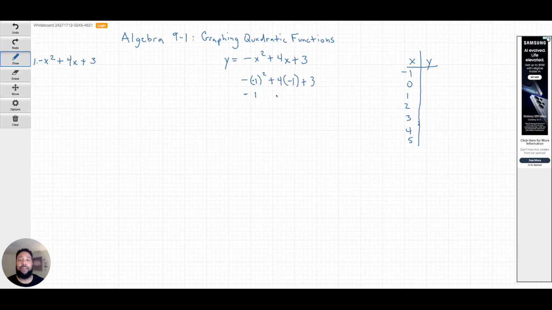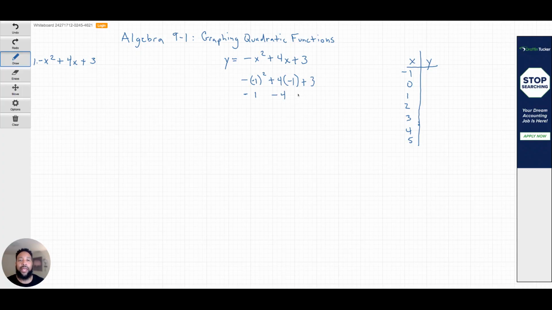4 times the negative 1 is negative 4. And then we have plus 3. So when we combine like terms, we have negative 1 minus 4. That gives us a negative 5 plus 3, which gives us a negative 2. So if x is negative 1, then y is negative 2.